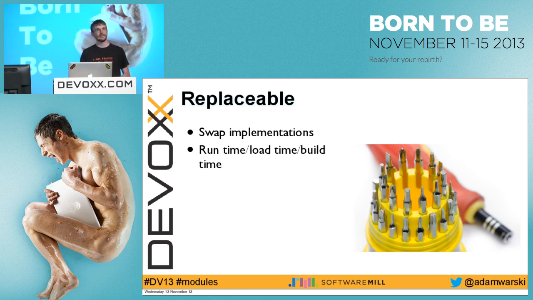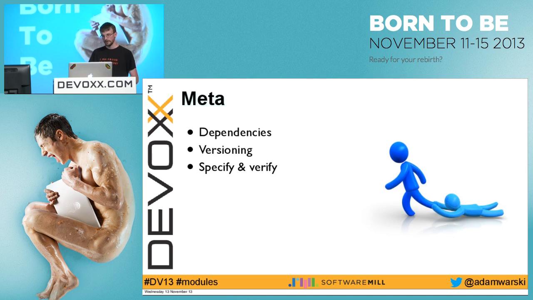Finally, we have meta information. So very often module systems give us some way to express dependencies, right? So we want to say that a particular module depends on other modules. We may also want to say that a module has a specific version and that we depend on specific versions of other modules. But that's not always the case.